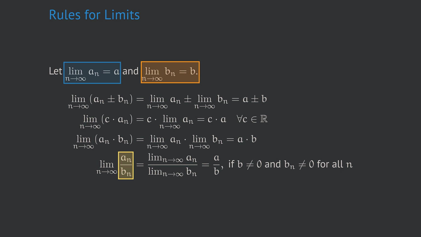A last version of this principle is given for the sequence an divided by bn. Here the same rule holds. We can find the limit of the new sequence by dividing the limit of an by the limit of bn. As always, when doing divisions, we have to make sure that the denominator doesn't get 0. That means bn must not be equal to 0 for all n. We will use these rules for limits in an extensive way in a later video when we look at some examples of more complex sequences.